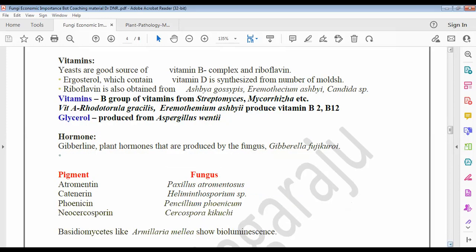One of the hormones is gibberellin. You know gibberellin, a phytohormone.